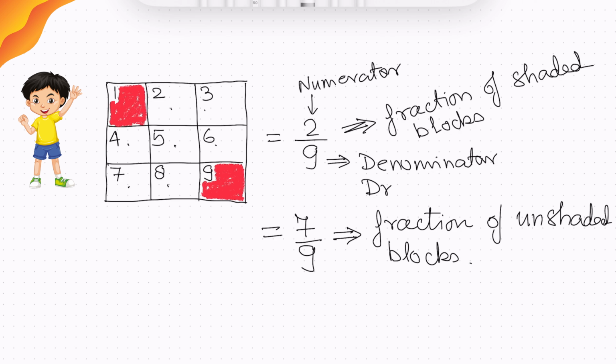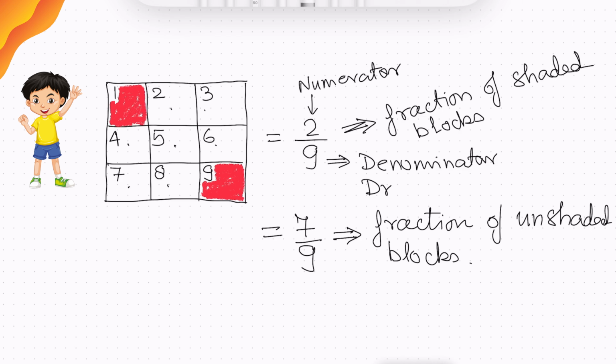Okay, and what is 7? 7 is numerator. 7 is telling me the portion which is unshaded, and 9 is telling me the total number of blocks. Okay, now one thing we know, right, that total number of blocks are 9.